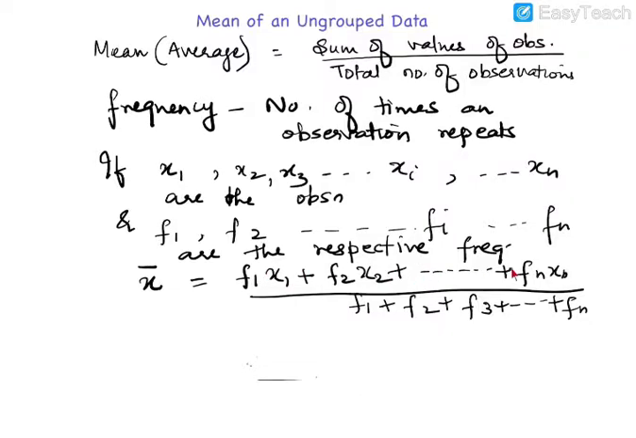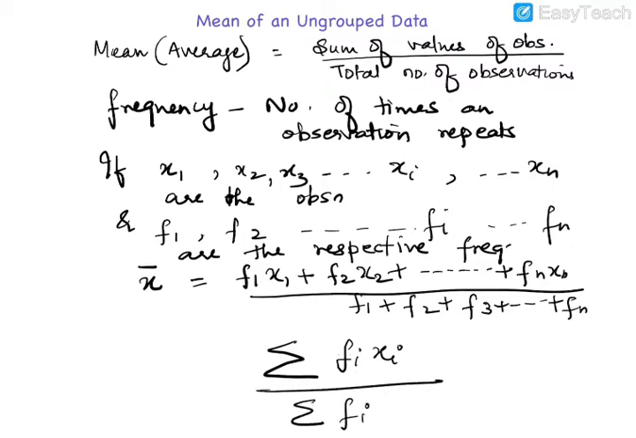Addition of these terms can be represented using a symbol called as summation. This is a Greek letter sigma, which is used for summation. Summation fi xi whole divided by summation fi, where i is from 1 to n. So this is the formula that we have studied in grade 9, which is meant for ungrouped data.